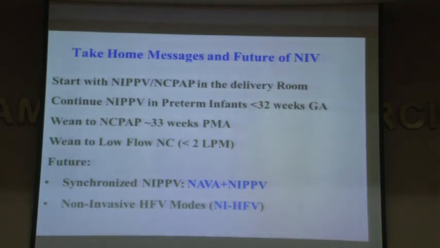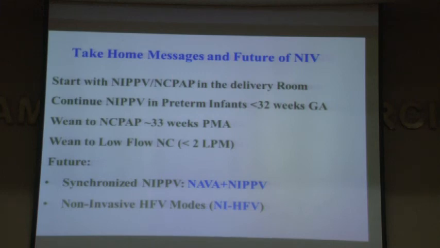So, my summary slide. Start in the delivery room with NIPPV or nasal CPAP. Continue NIPPV in preterm babies until about 33 weeks, especially if the babies are having apnea, bradycardia, and desaturation. Don't switch them to CPAP because they end up getting intubated. So keep the babies on NIPPV until about 33 weeks and then go to low flow cannula.